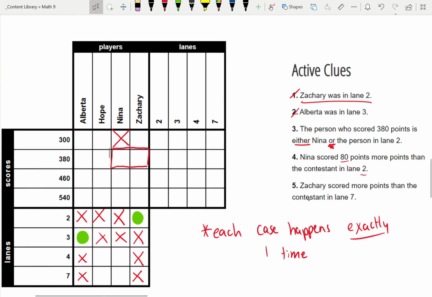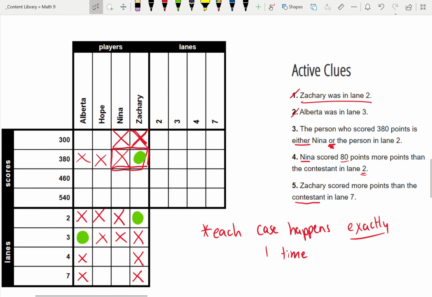And I also know that Zachary from clue 5 scored more points than the contestant in lane 7. So if Zachary scored more points, he also cannot be here, which means at minimum he has to be at 380 points. Now, this is where I can use inductive logic. Zachary has to score more points than the contestant in lane 7, and Nina has to score more points than the contestant in lane 2, which means that Nina can't score 380 points because Zachary can't score 300 points. So now, between those two, I know that Zachary is the one that scored 380 points.